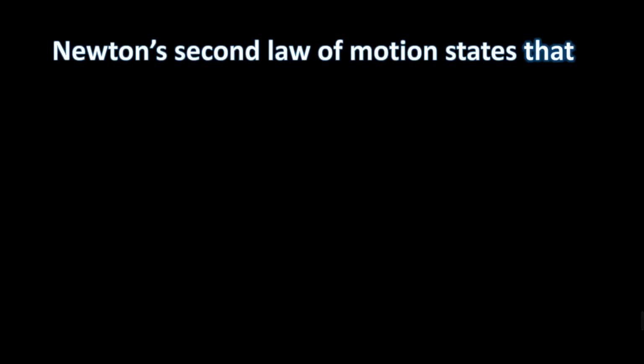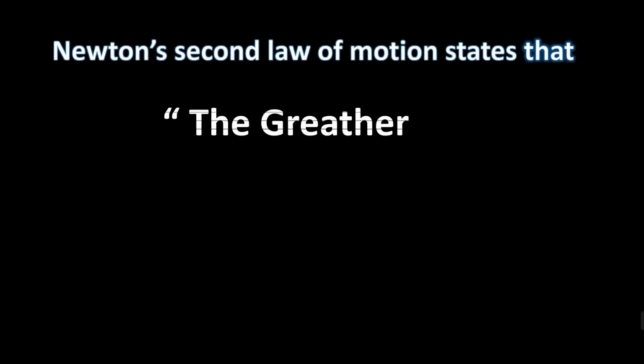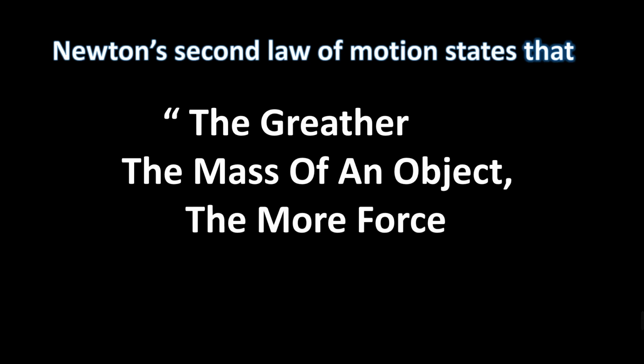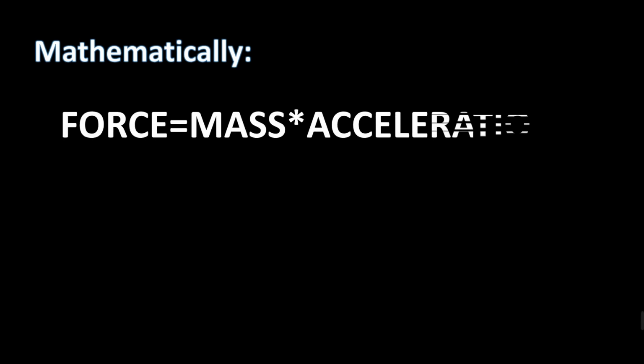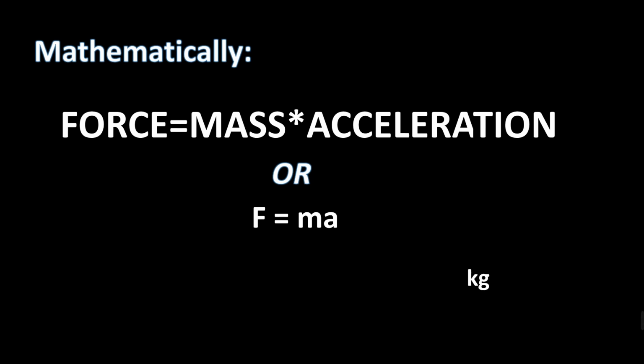Let's come to Newton's second law of motion. Newton's second law of motion states that the greater the mass of an object, the more force it will take to accelerate the object. Mathematically, force is equal to mass times acceleration, also known as F = ma, where the SI unit of mass is kilogram, the SI unit of acceleration is meter per second squared, and the SI unit of force is Newton. Let's take an example here.